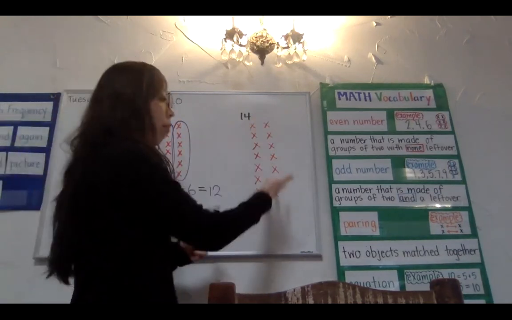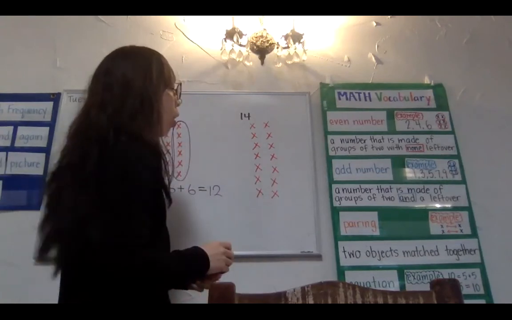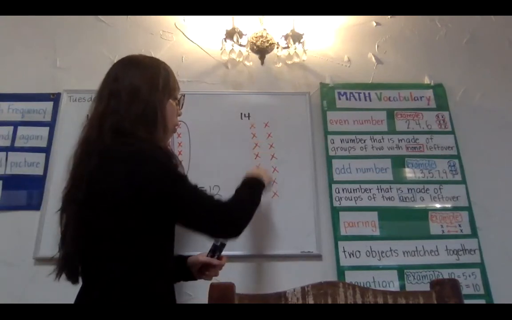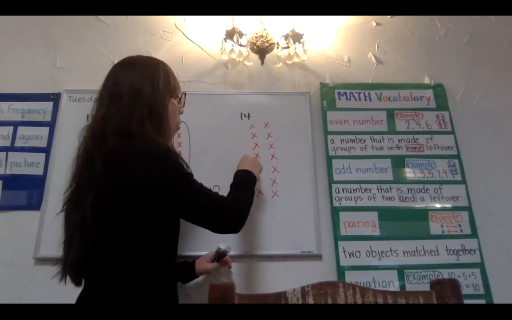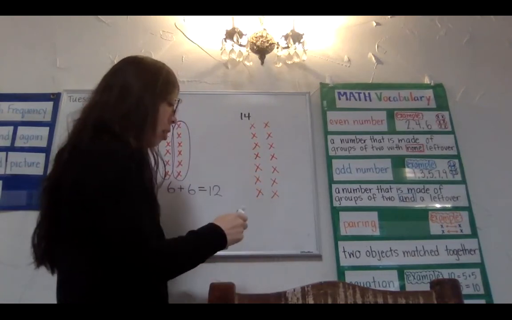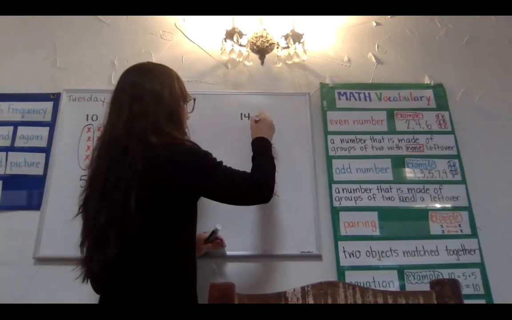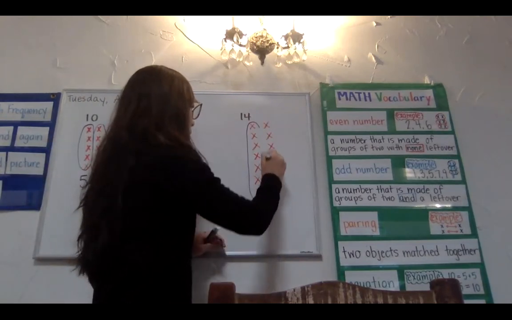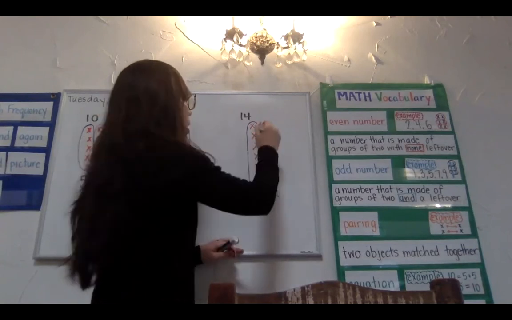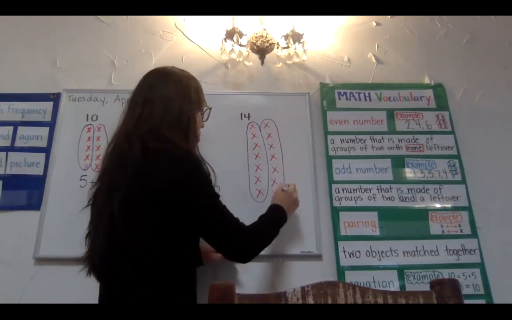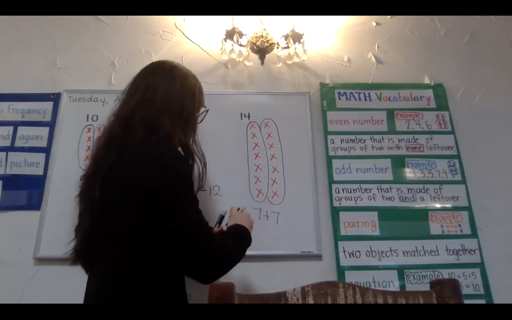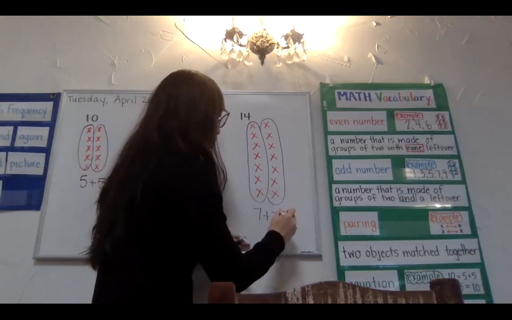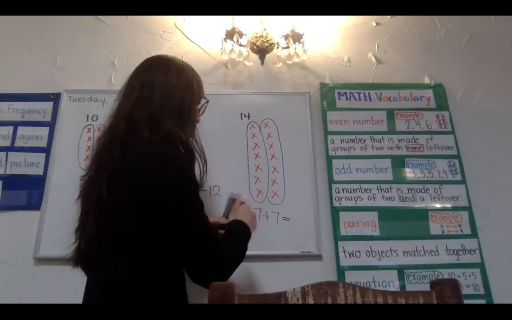So what do you think about 14? How many are in each of these columns? Well, we have 1, 2, 3, 4, 5, 6, 7. So that means if there's 7 in this column, since they're partners, there has to be 7 in this column. That means 7 plus 7 equals 14.